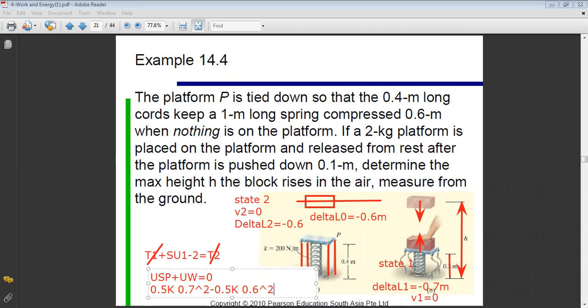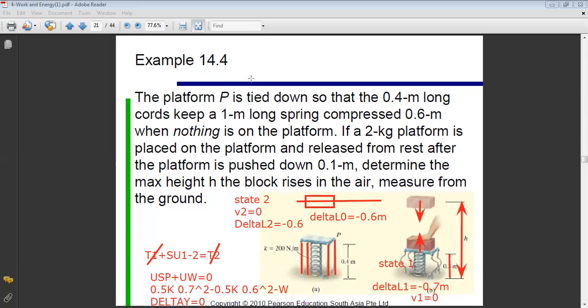Now, for the weight, since my block is going up and the weight is downward, the weight will have a negative work, and the work of the weight is minus W delta Y. Okay. Now, what is delta Y in this problem?